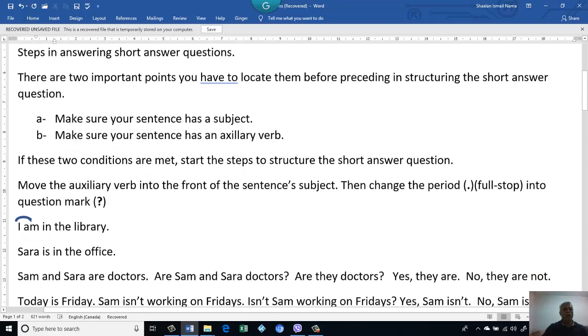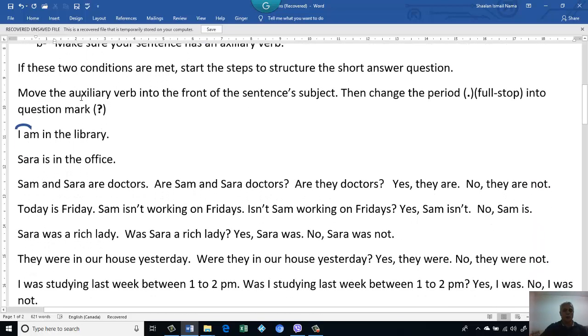Then move the auxiliary verb into the front of the sentence's subject. Then change the period, or sometimes you call it full stop, into a question mark.